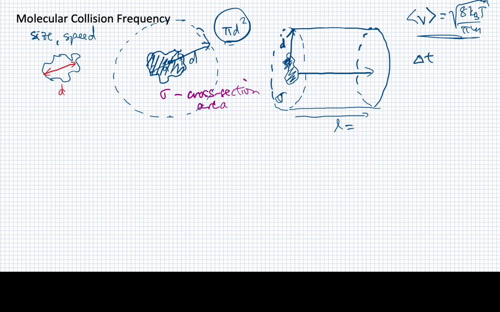So this length is going to be the average velocity times some length of time, delta t. So the whole thing here, this volume that is being mapped out by this molecule, is essentially going to be the cross-sectional area, sigma, times the average velocity times this time delta t. Okay, good. Well, so what?